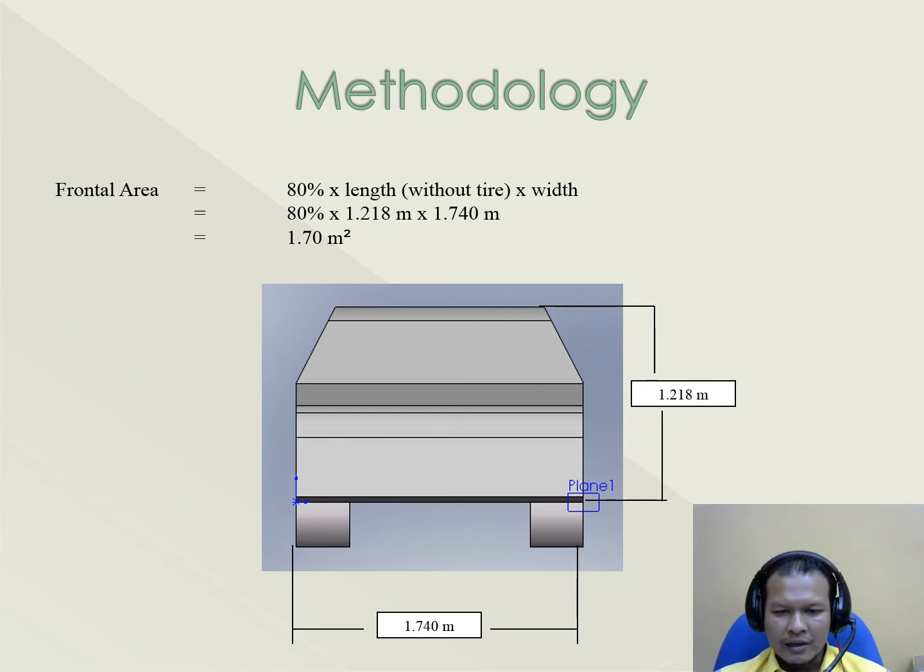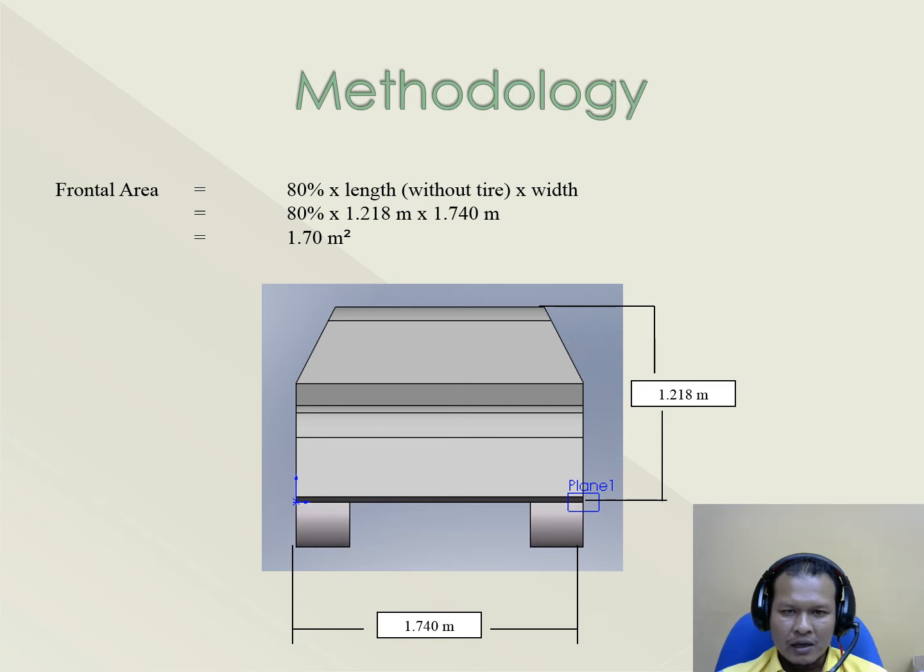The frontal area is calculated as 80% multiplied by the length without tire and multiplied by the width. Okay, the length is 1.218 and the width is 1.74 meter, multiplied by 80%. We get 1.70 meter square. This is the frontal area.